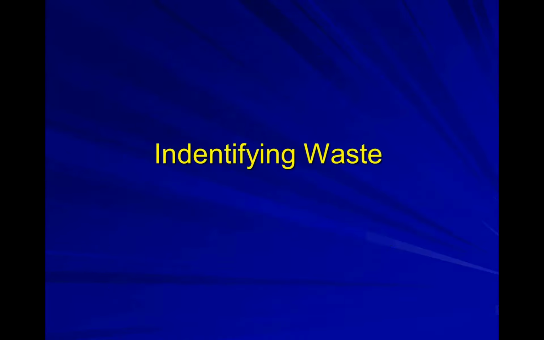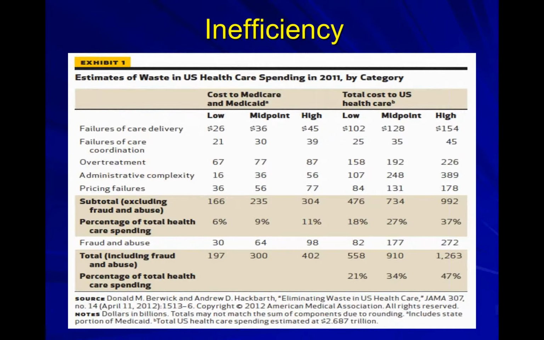The problem is, it turns out it's very difficult to identify waste. So I want to talk in general about how, at least here, I think about waste. This is from an article by Don Berwick and Andrew Hackbarth looking at waste in the U.S., and they identified a series of different types of waste. There are failures of care delivery. You simply do the service wrong. You misdiagnose somebody, some type of waste like that, and they estimate quite a lot of waste in the grand scheme of things here in the U.S.